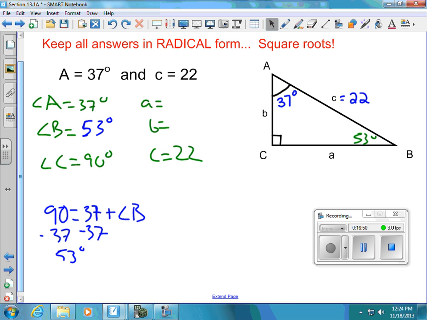That'd be sine, right? So the sine of 37 equals A over 22. Now, some of you are saying, well, couldn't I have done cosine of 53 and gotten the same ratio? Yes, you could have. Very critical or important observation. I multiply both sides by 22, and then I put it in my calculator.